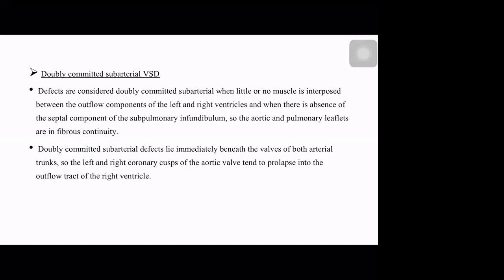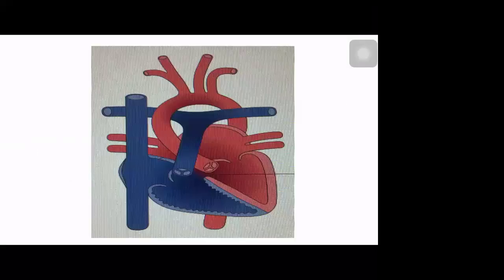So the left and right coronary cusp of the aortic valve tend to prolapse easily into the outflow tract of the right ventricle, causing aortic regurgitation. This is the picture of doubly committed subarterial VSD. You can see that the placement of the VSD is in such a way that it is communicating both towards the pulmonary artery as well as towards the aorta.